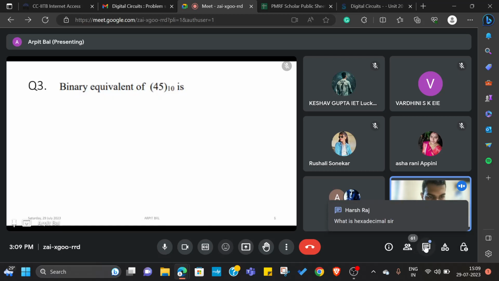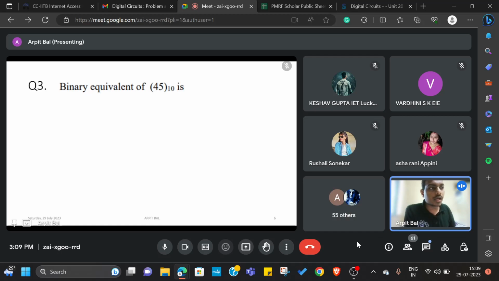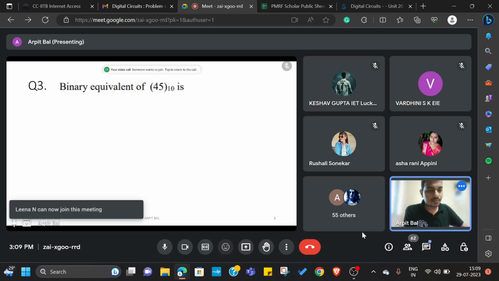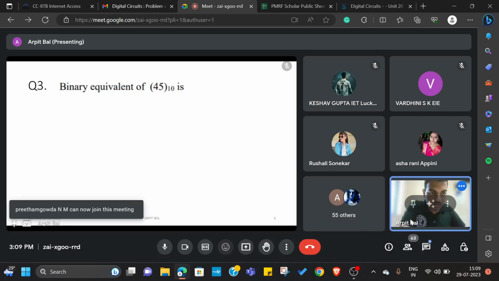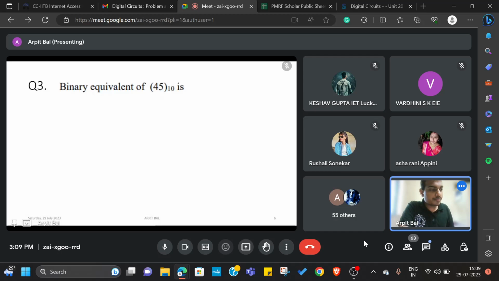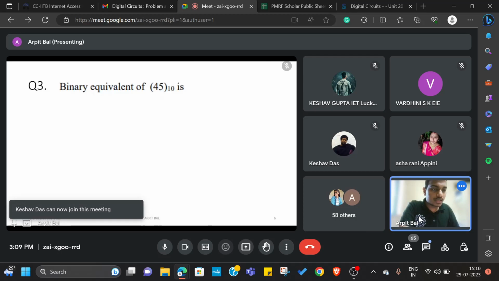There's a question from a student: what is hexadecimal? Hexadecimal is a form of notation to represent numbers. There are various number systems: binary, decimal, octal and hexadecimal. In hexadecimal notation, this is how we represent the numbers: 0, 1, 2, 3, 4, 5, 6, 7, 8, 9, and after that we use A, B, C, D, E till F.